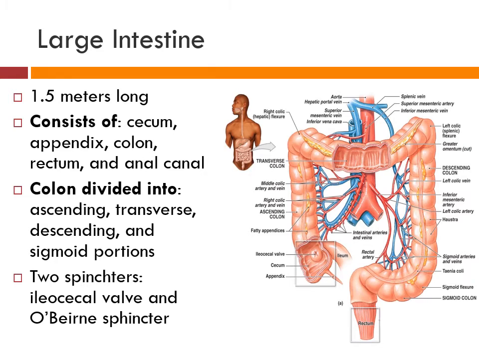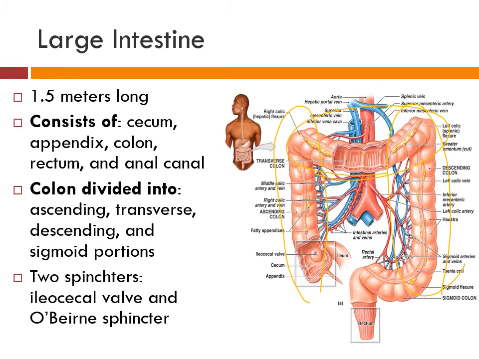Once food leaves the small intestine, it enters the large intestine through the ileocecal valve. The large intestine is about 1.5 meters long, so that's 4.5 feet roughly. It's made up of the cecum with the attached appendix, the colon, the rectum, and the anal canal. The colon is divided into the ascending colon, the transverse colon, and the descending colon.